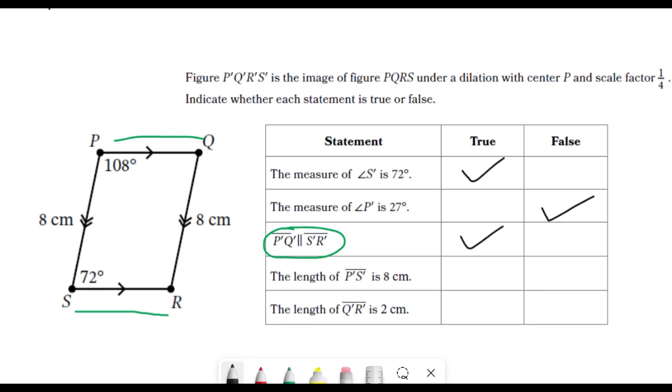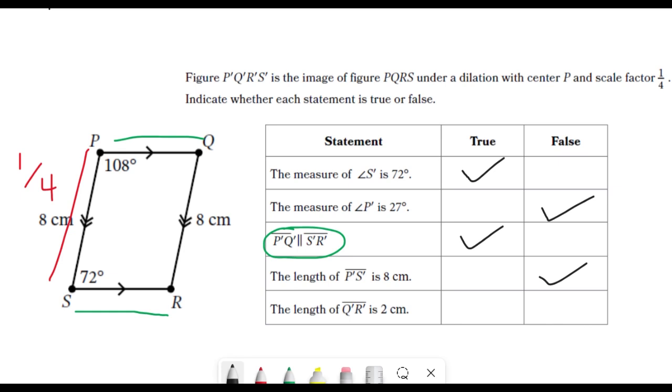Next it says the length of PS prime is 8 centimeters. Now, if we scale something by a scale factor of 1/4, what that means is that we're going to take 8 and we're going to divide it by 4. So if we divide 8 by 4, then we cannot have the copy of PS also be 8 centimeters. It's going to be 1/4 of that.